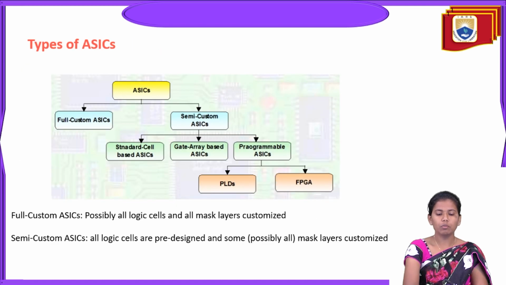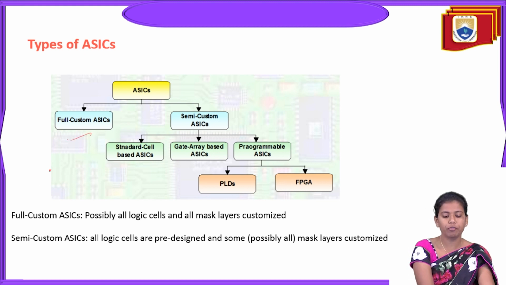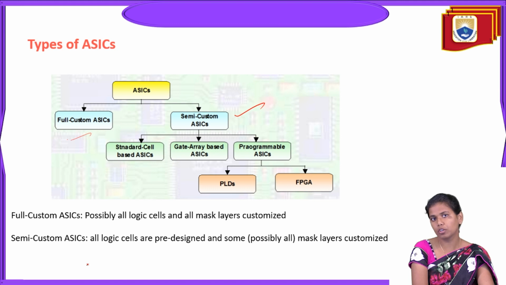And now we will see the types of ASICs. So what are these types of application specific integrated circuits? Here we have full custom ASICs and semi-custom ASICs. Full custom ASICs have different categories, and semi-custom ASICs also include different types. Under the semi-custom ASICs, we have standard cell-based ASICs, gate array ASICs, and programmable ASICs. Coming to the programmable ASICs, we know these are PLDs and FPGAs.